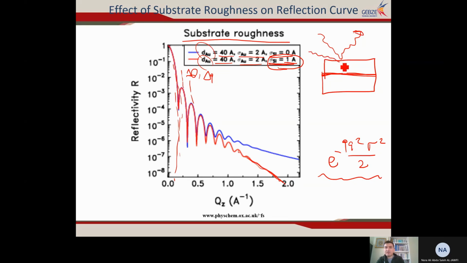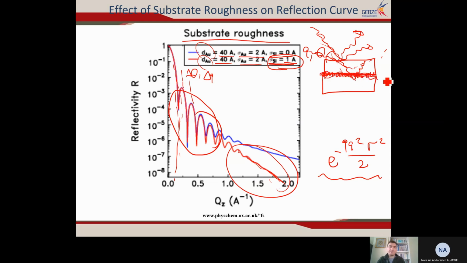If you send X-rays with smaller incident angles, X-rays cannot penetrate into the substrate. If you send them with higher theta angles or higher Q values, they will be able to enter into the silicon substrate. Then the effect of the silicon surface can be seen at higher angles. At lower angles, we cannot see it. Whenever X-rays start to enter the silicon substrate, they can get information about the roughness of the substrate.